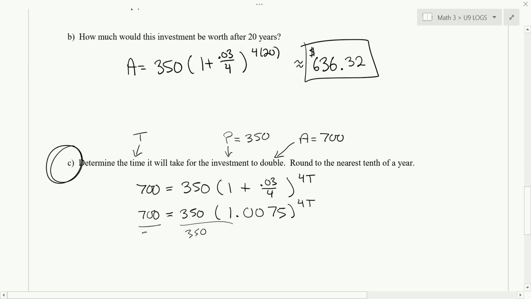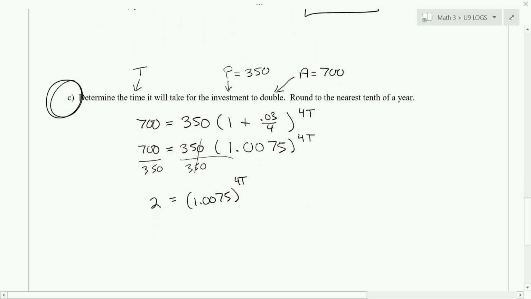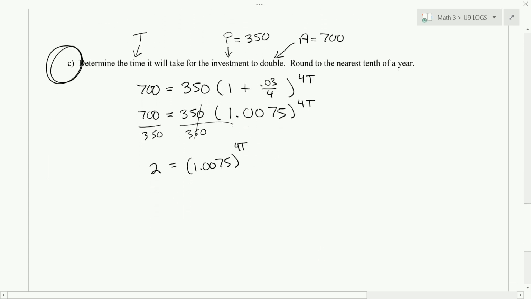Okay, then what did you do next, Maddie? Okay, divide both sides by 350. And so this becomes a 1. And what's 700 divided by 350? 2, because it's double, right? And so we get 2 is equal to 1.0075 to the power of 4t. And now what?